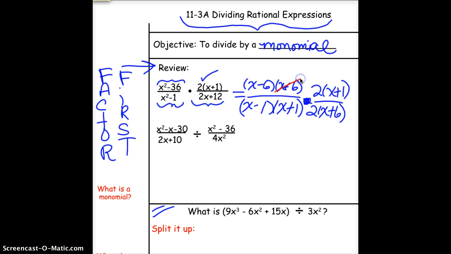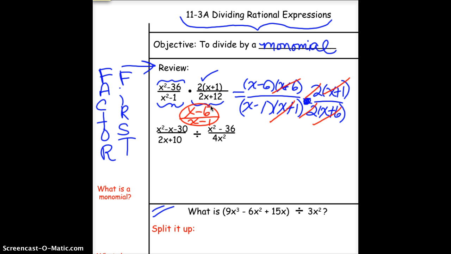Now I cancel. I've got an x plus 6 and an x plus 6, an x plus 1 and an x plus 1, and I've got a 2 and I've got a 2. So when I'm all done with this, my simplified product would be x minus 6 over x minus 1.